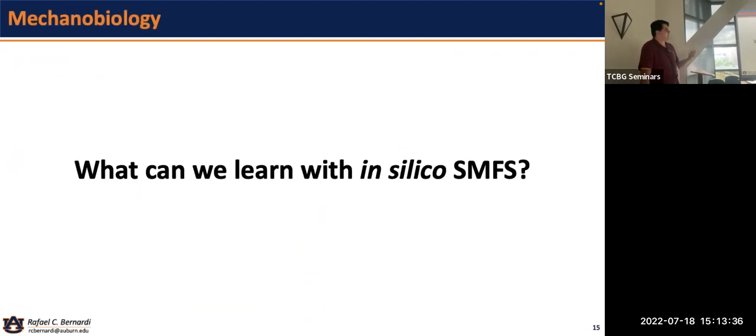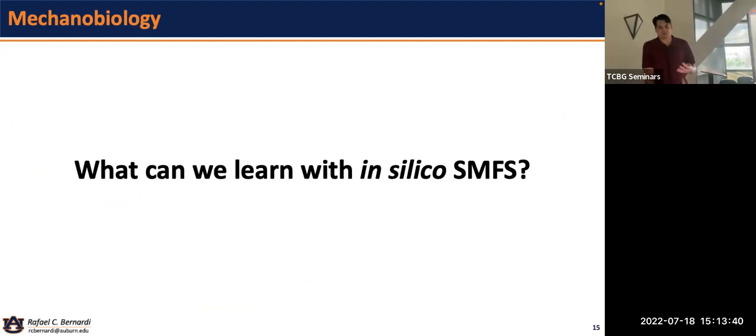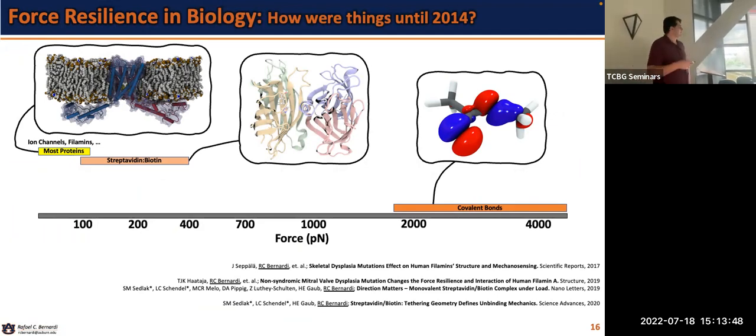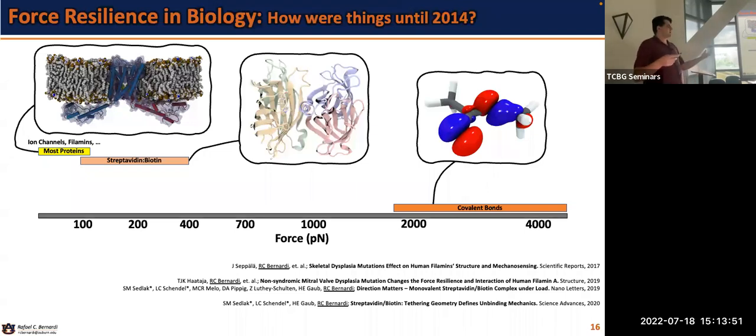But what can we learn with this? We are using these ideas, basically doing many replicas. What can we learn with that? When I started studying these systems, this is what we knew about strong proteins. If you have a channel or most things that are inside the cells, they would break. This is the force that you need to open, do some movement, or break something.